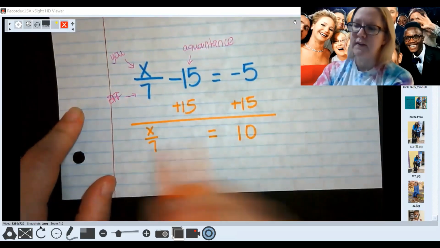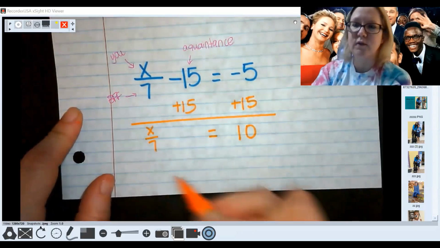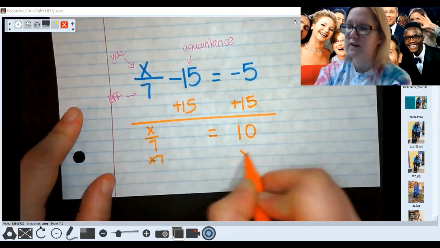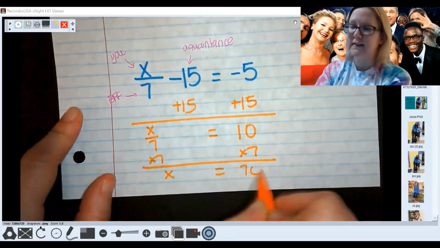All right, now this is a one-step equation. Since I'm dividing by 7 here, my inverse would be to multiply by 7. So multiply both sides by 7, and that gives me x equals 70.